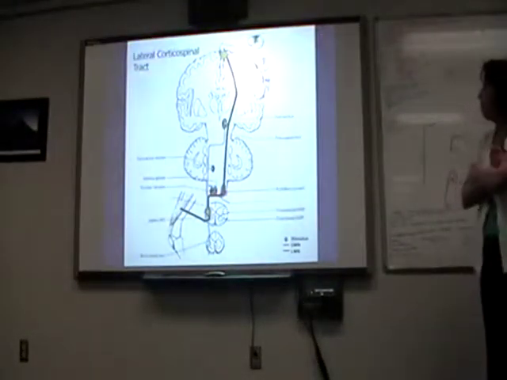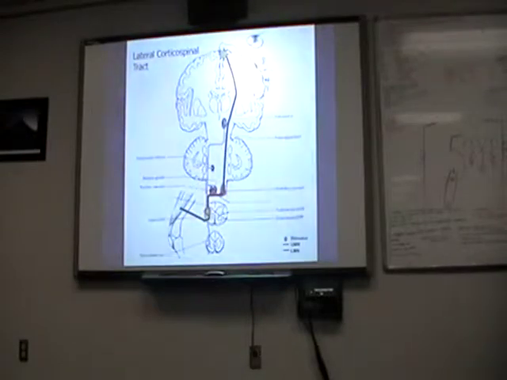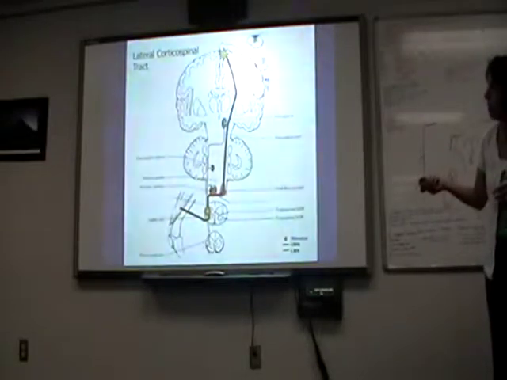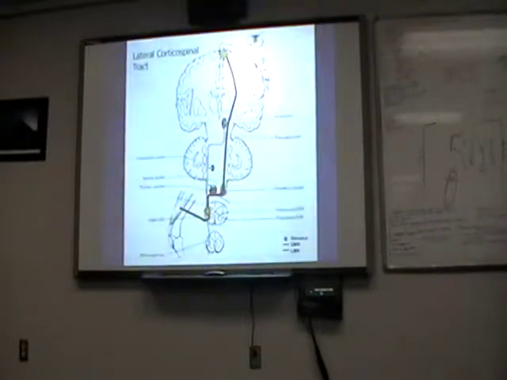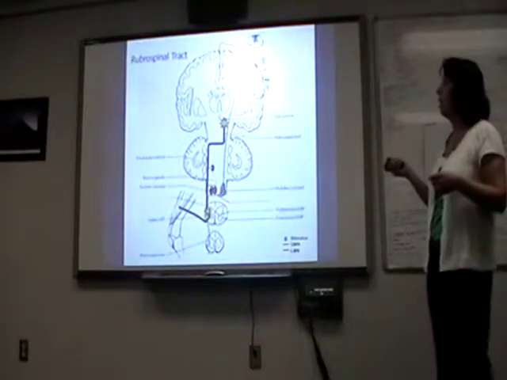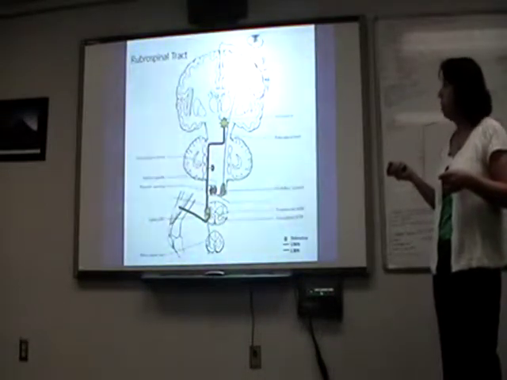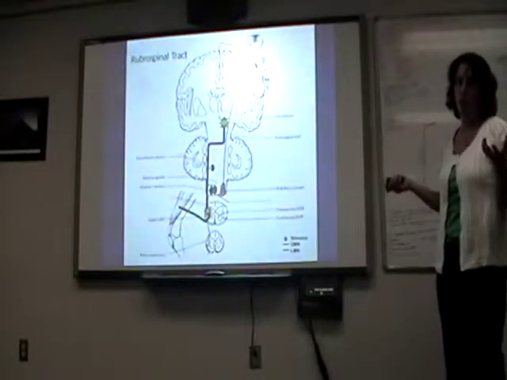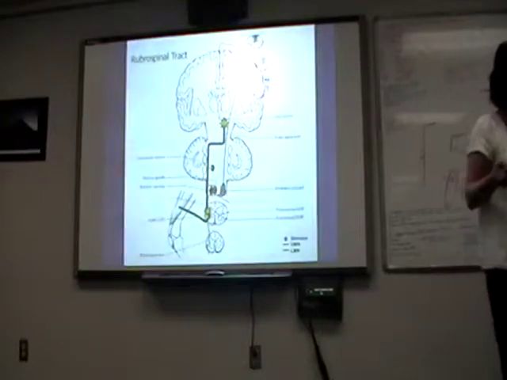So here's our lateral corticospinal that we've done many times. Upper motor neuron, cell body up in the precentral gyrus, crosses at the pyramidal decussation, synapses in the ventral horn, and then the lower motor neuron goes out. Rubrospinal, remember the red nucleus is at the level of the midbrain, and then it's going to cross just like the corticospinal tract, synapse just like the corticospinal tract, and go out.